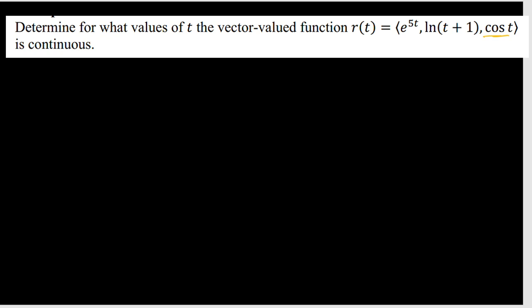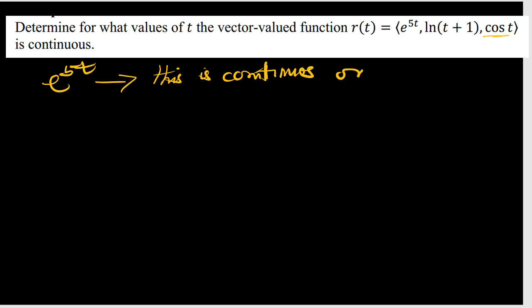So we'll pick the component functions one after the other. The first one is e to the power 5t. We know this is defined on all real values of t, and as such, this is continuous on all real numbers.